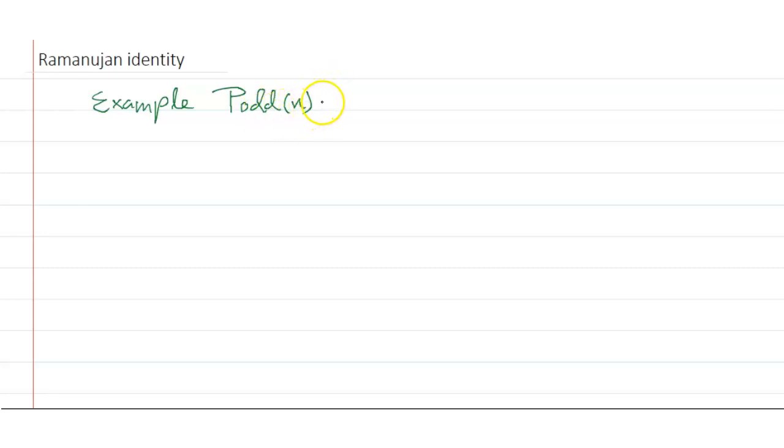So friends, I have already discussed what partitions are. Odd means partition in odd parts: the number of partitions with only odd parts. This is the meaning.